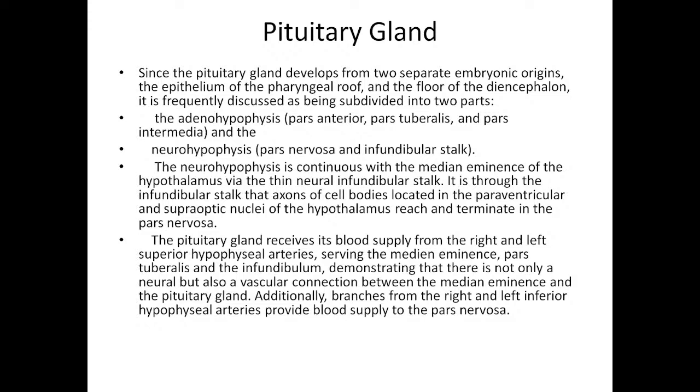Pituitary gland. Since the pituitary gland developed from two separate embryonic origins, the epithelium of the pharyngeal roof and the floor of the diencephalon, it is frequently discussed as being subdivided into two parts: the adenohypophysis, pars anterior, pars tuberalis, and pars intermedia, and the neurohypophysis, pars nervosa, and infundibular stalk.